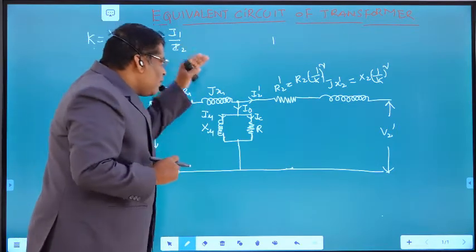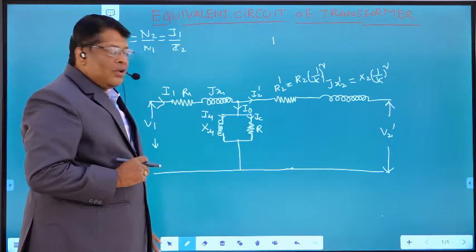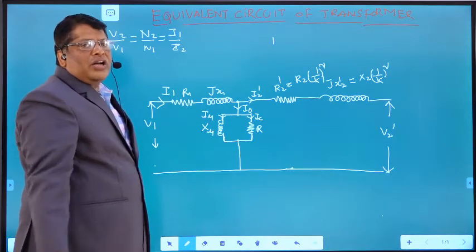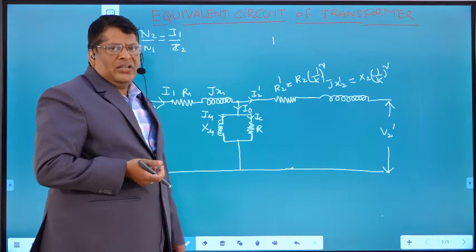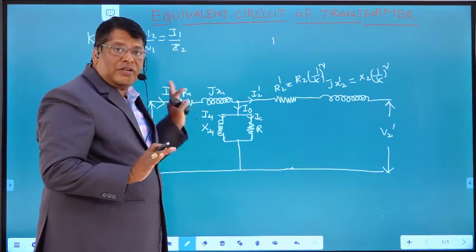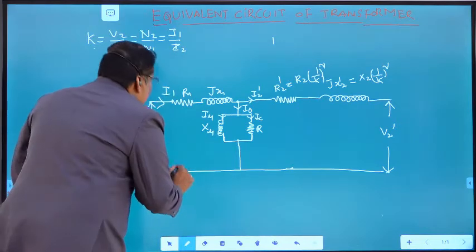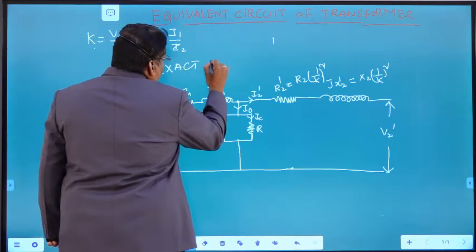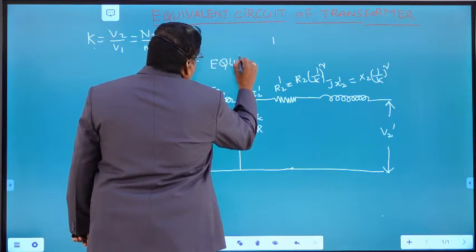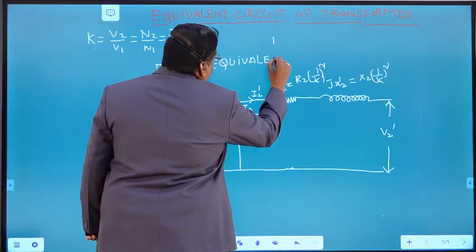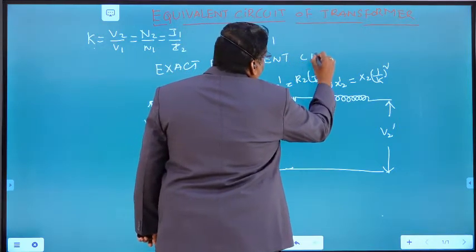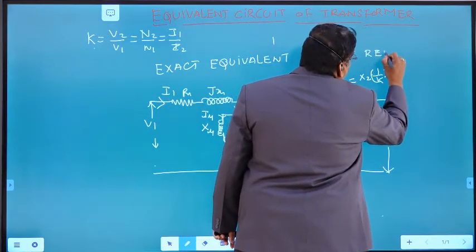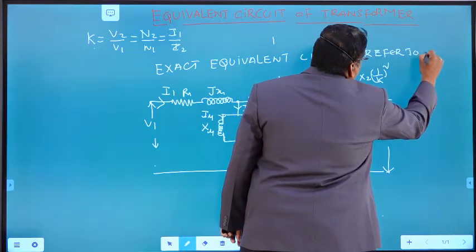Now, if you want to simplify this circuit further, you can neglect the no load current, because in a transformer the no load current is 2 to 3%, very less when compared to the full load current. But this is the exact equivalent circuit with reference to the primary. Here I will write it: exact equivalent circuit referred to primary.